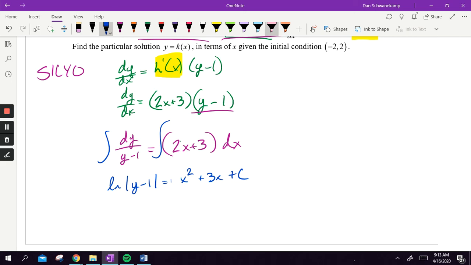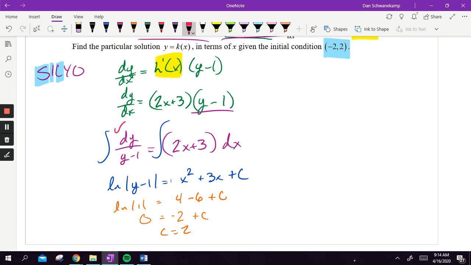Then I'm going to find this thing at negative 2, 2. So I'm going to solve for c. So separated, then I integrated. Now I'm solving for c. So I'm going to plug in negative 2, 2. So it is natural log of 1 over here, because 2 minus 1. And then I'm plugging in negative 2 there. So that's going to be 4 minus 6 plus c. Natural log of 1 is 0 equals negative 2 plus c. So c is 2.